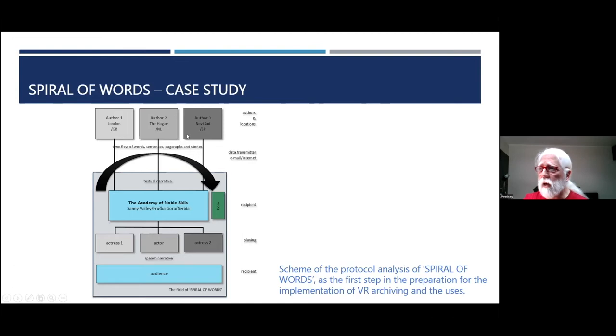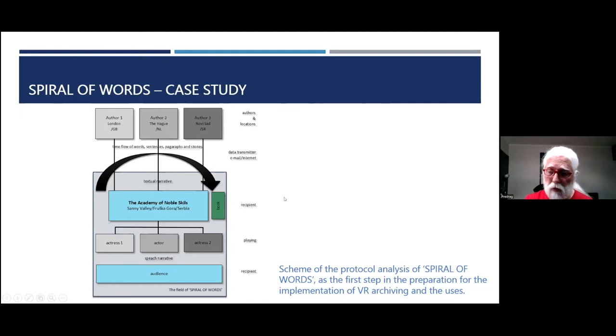At the Academy of Noble Skills, two actresses and one actor present or play those textual narratives to the audience, and this became speech narrative. And in the field, the spiral of words starts to build up one imaginary spiral of words. Documentation of the whole event of the Academy of Noble Skills was published in a book, and that means that partly our project Spiral of Words is also archived in textual form in a book.